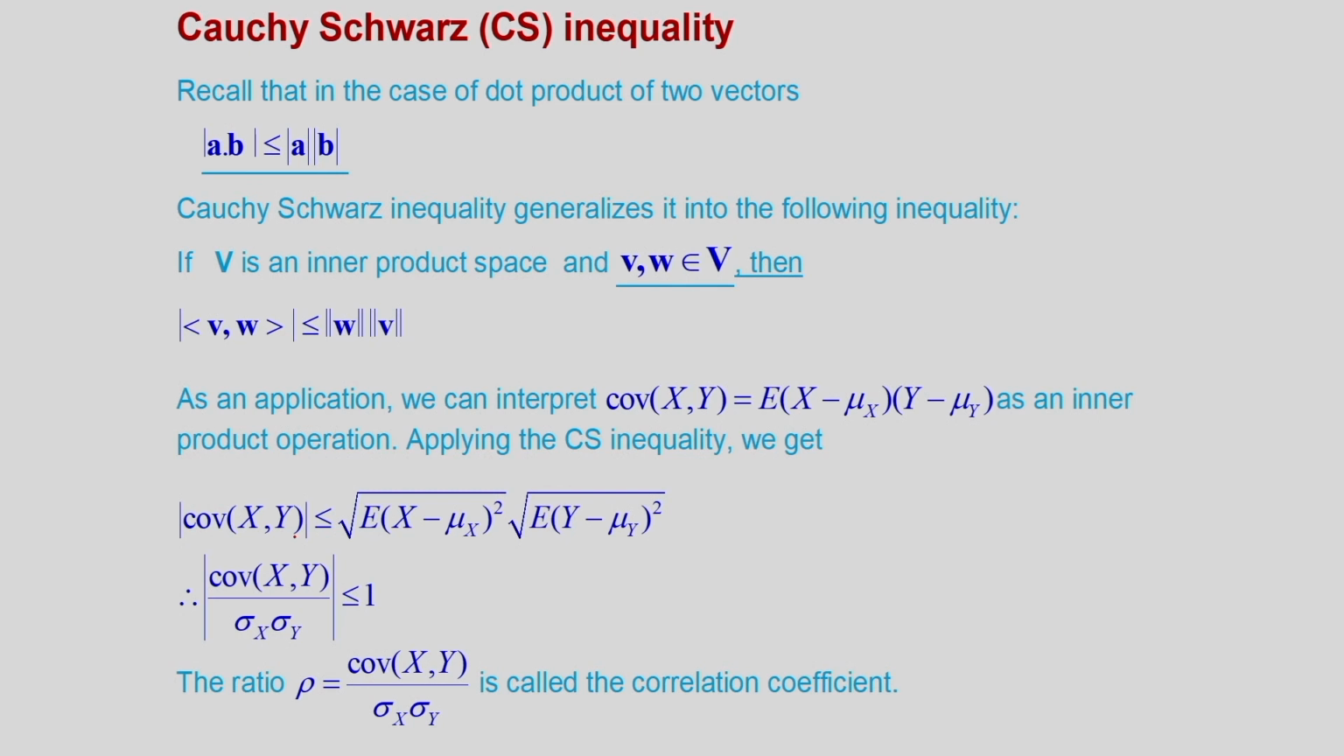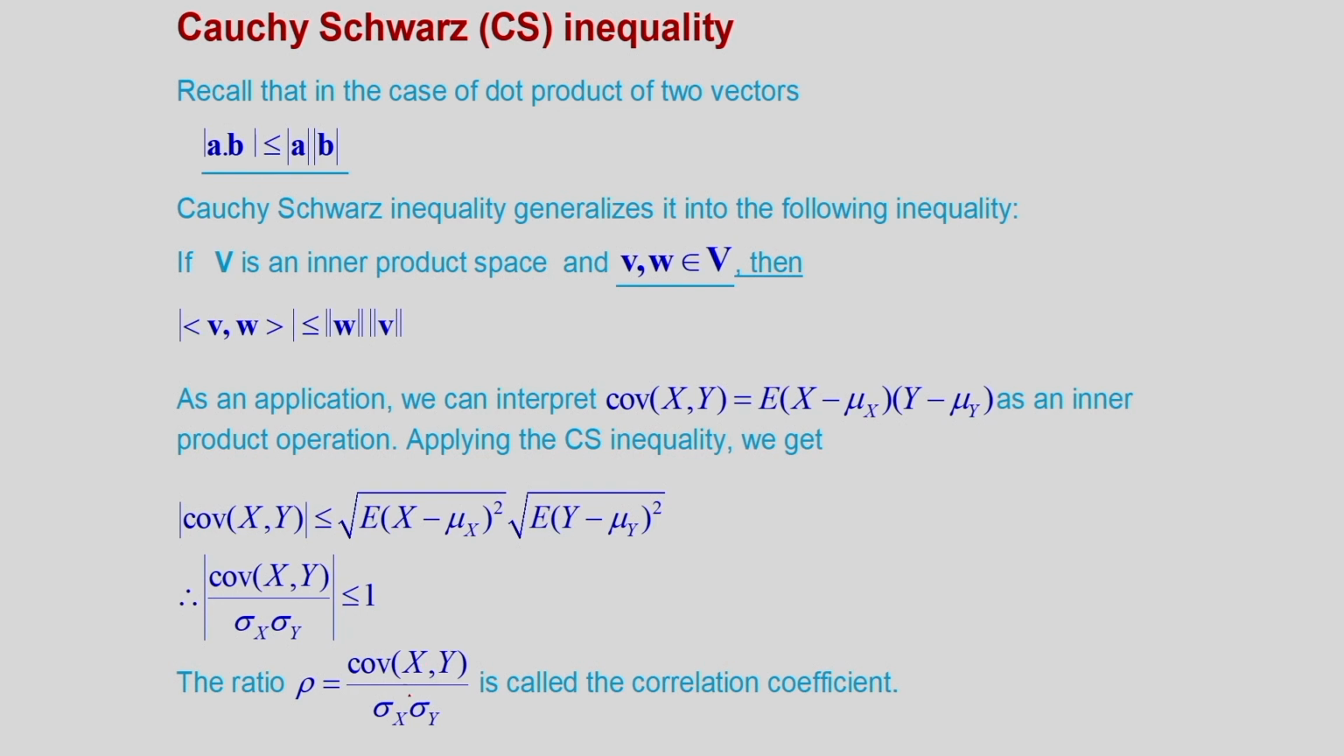the covariance of x y is less than or equal to the square root of E of x minus mu x whole square, into the square root of E of y minus mu y whole square, and these quantities are nothing but variances. If we take the square root, we get sigma x, and sigma y. Therefore, the magnitude of the covariance of x y divided by sigma x into sigma y must be less than or equal to 1.